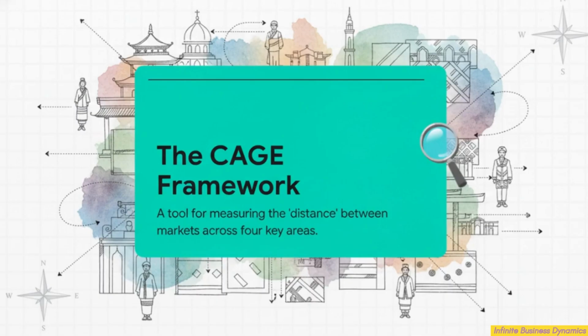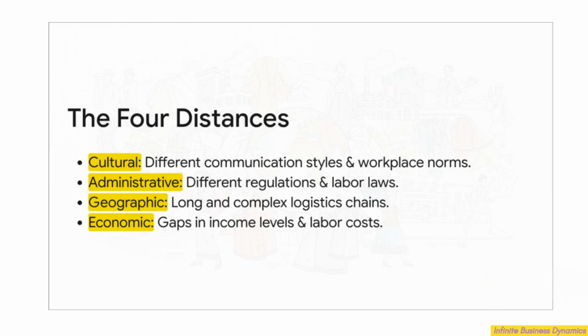Okay, so Hofstede's model gives us the why behind the differences. Now let's look at another framework. This one's called CAGE, and it helps us measure just how far apart these two worlds really are. And trust me, we're not just talking about physical distance here. So CAGE is an acronym. It stands for cultural, administrative, geographic, and economic.